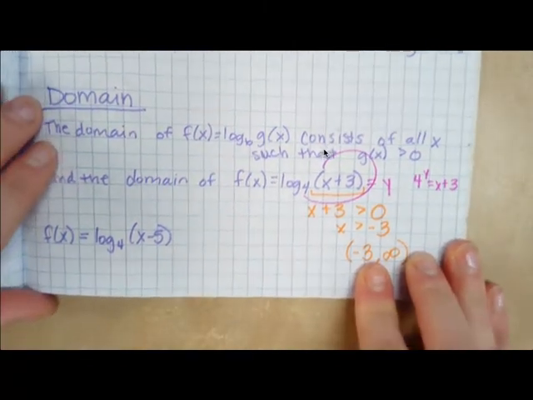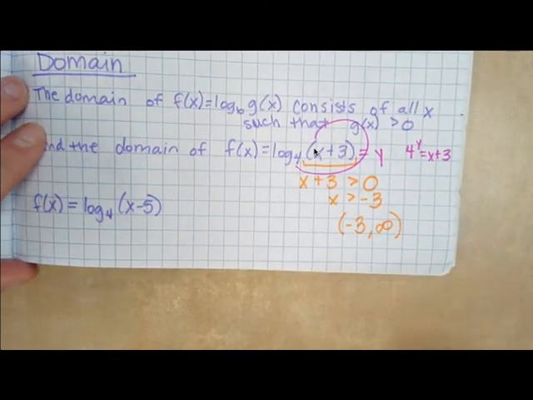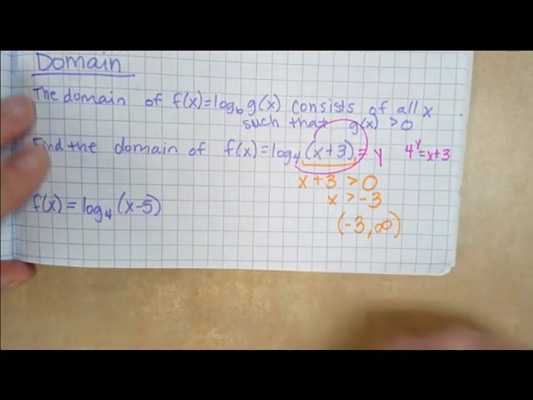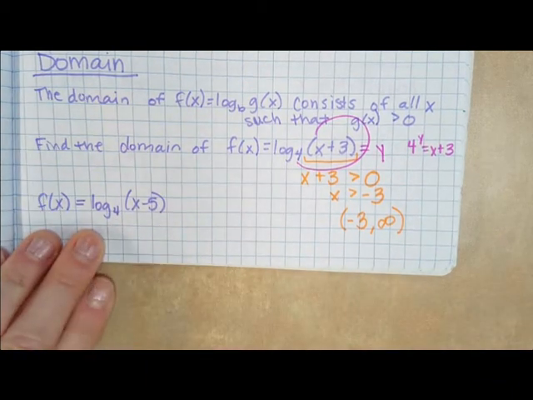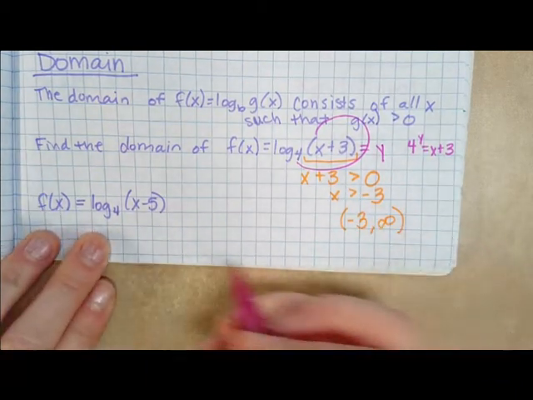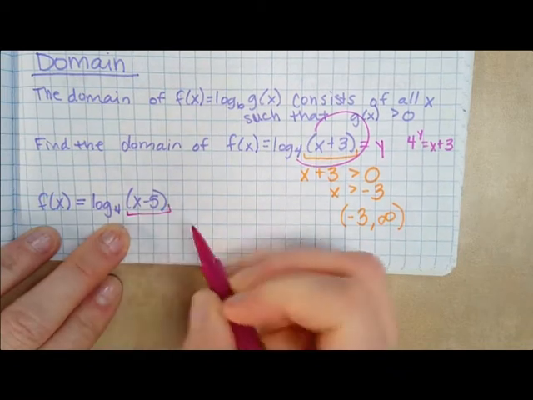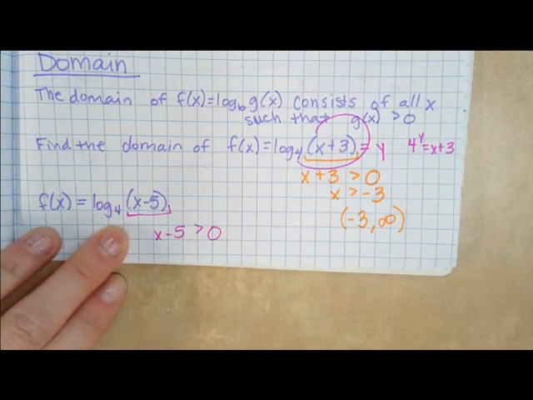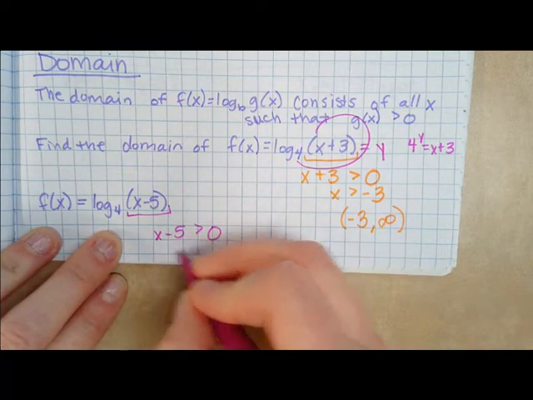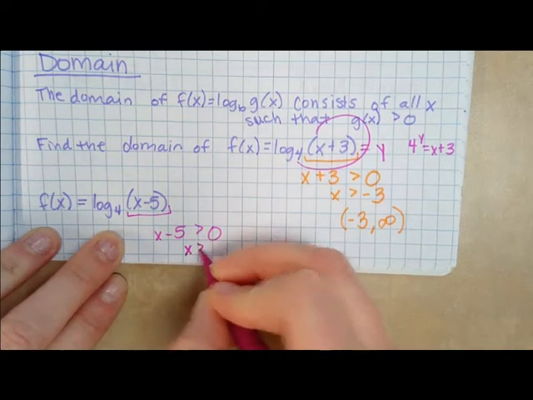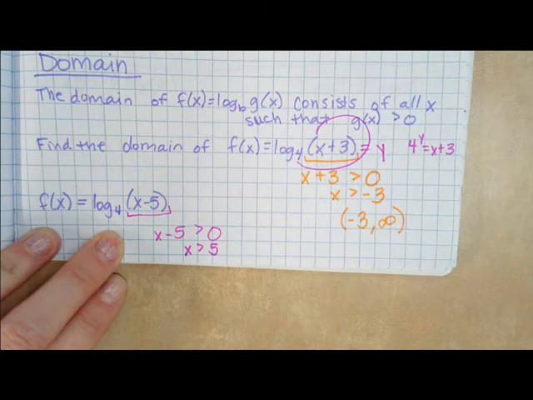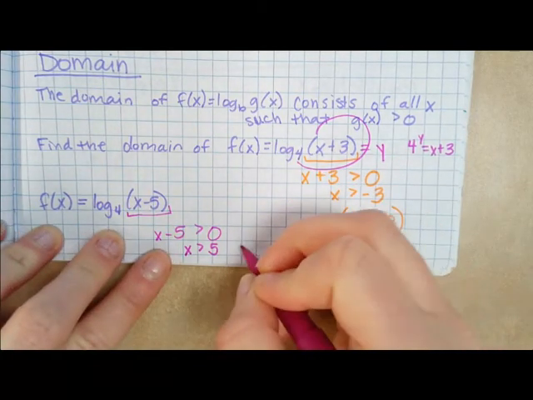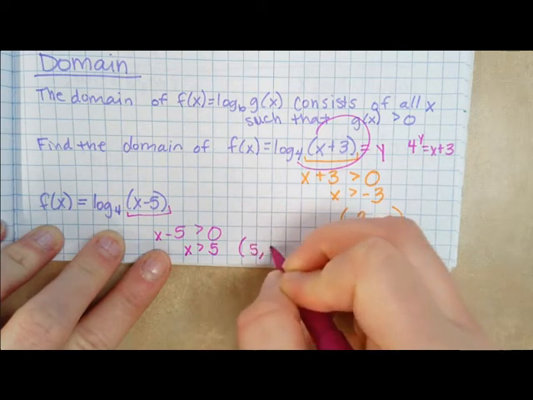Okay, let's look at the next one. So we have log base 4 of x minus 5. So we would again set this x minus 5 to be greater than 0. Move 5 over by adding it, and x is greater than 5. So then it has to be greater than 5, so it's 5 to infinity.